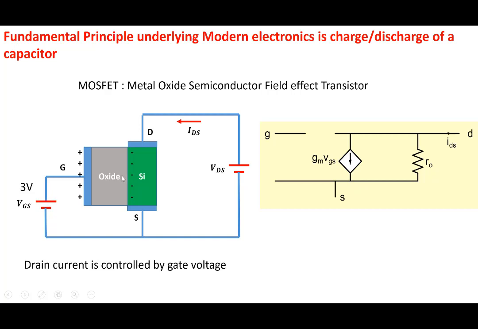How? By the capacitive action. This forms a capacitor. As you increase the voltage here, as you increase the charge here, the number of electrons increase, and thereby the current increases here. So a MOSFET is an example of a voltage control current source. All right, so let's continue.